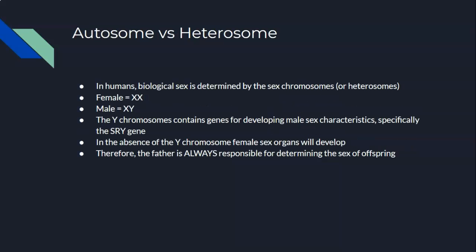So, autosomes versus heterosomes. Again, we're just diving even further into all of this. Autosomes are your body chromosomes, like all of your normal chromosomes. In humans, it's 1 through 22. And then your sex chromosomes, or heterosomes, are your last set of chromosomes, which is set 23 in humans. For females, we have XX, and for males, XY. The Y chromosome contains genes for developing the male sex characteristics. And if you don't get a Y chromosome, then female sex organs will develop.